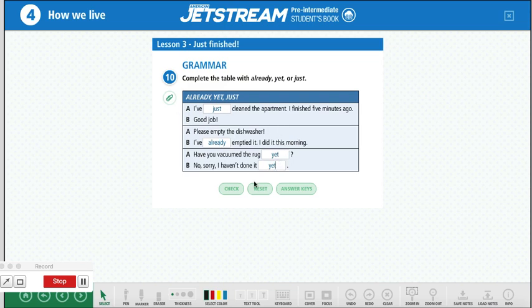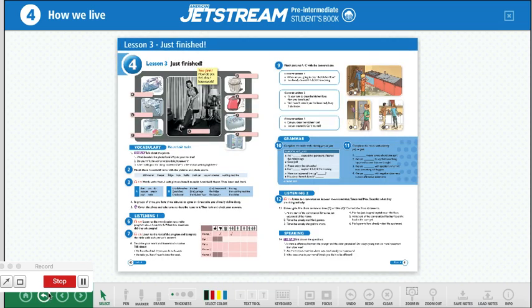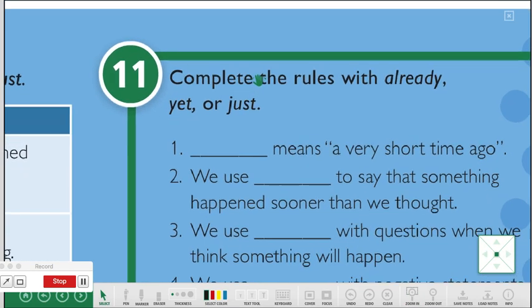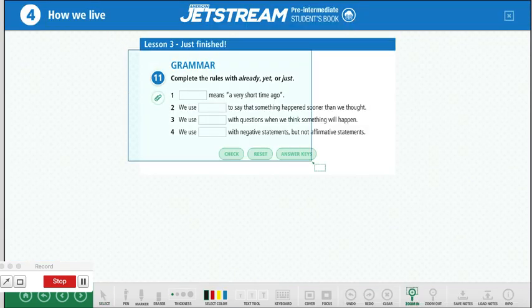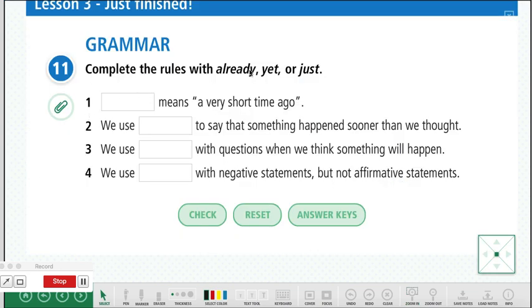It is important to be clear in this aspect. So try to solve these sentences before I click on the answer. That's how you can practice. Now let's go to exercise number 11. Complete the rules. This is important. Let's see if we learned enough. For example, here, which word means a very short time ago? Already, yet, or just? Do you remember? Think about it. 2 seconds, 1 second. Yes, it is just.